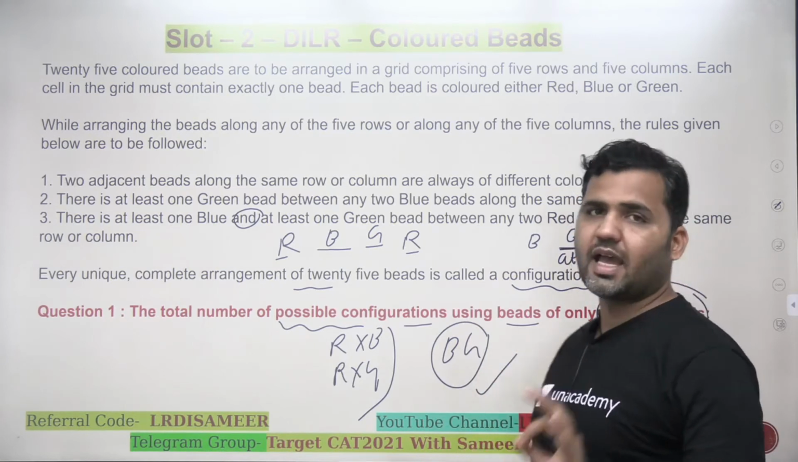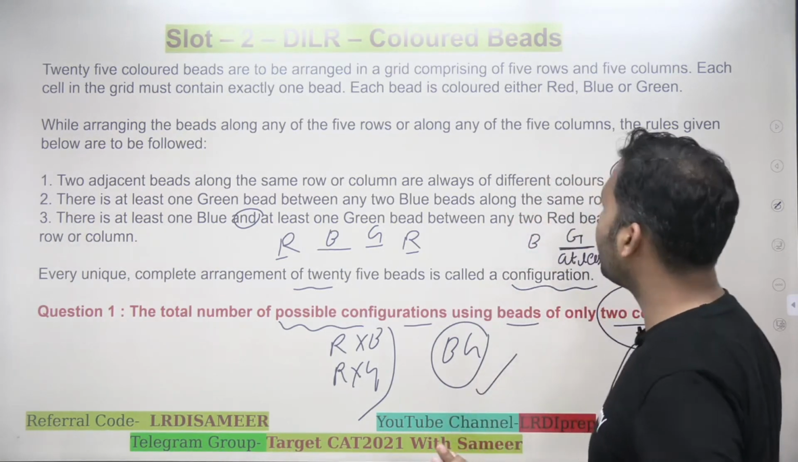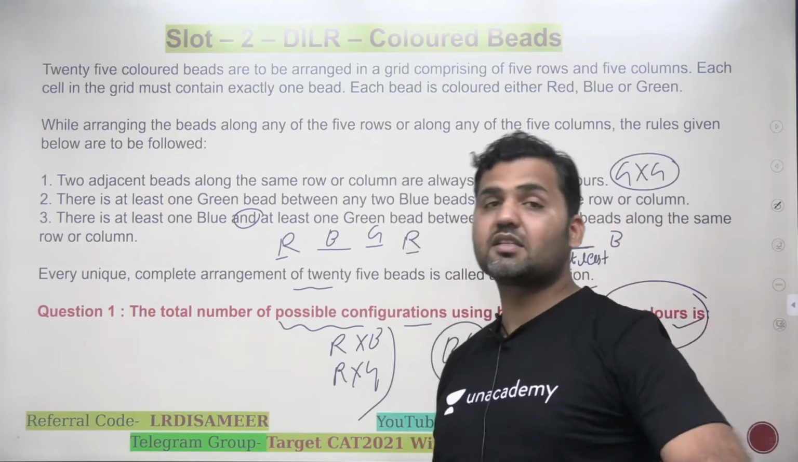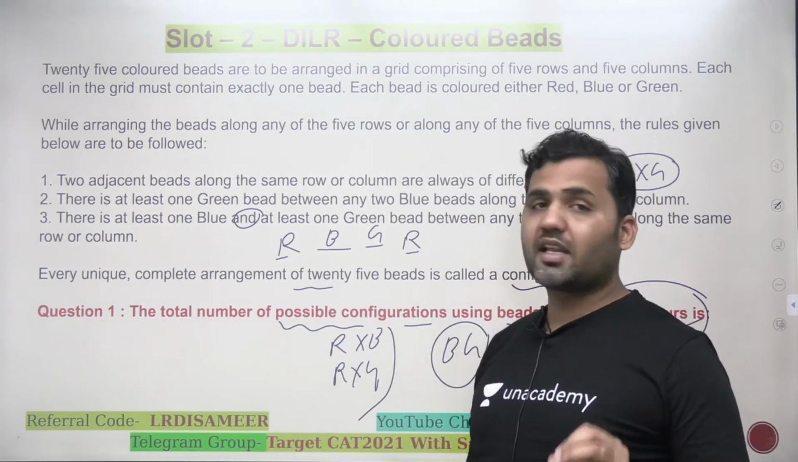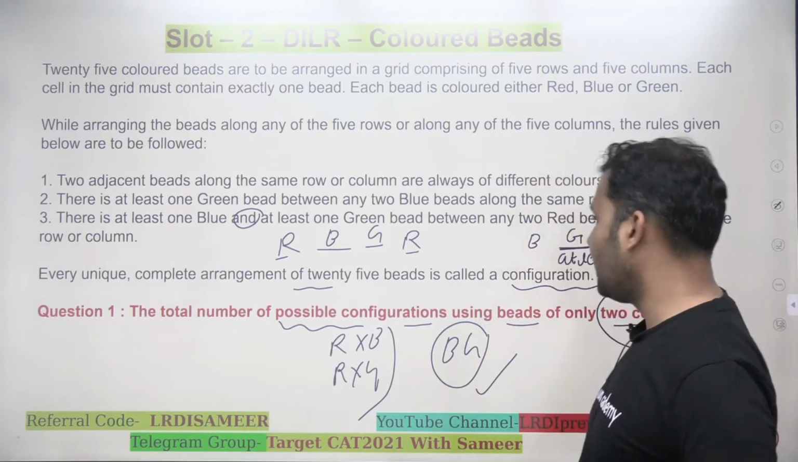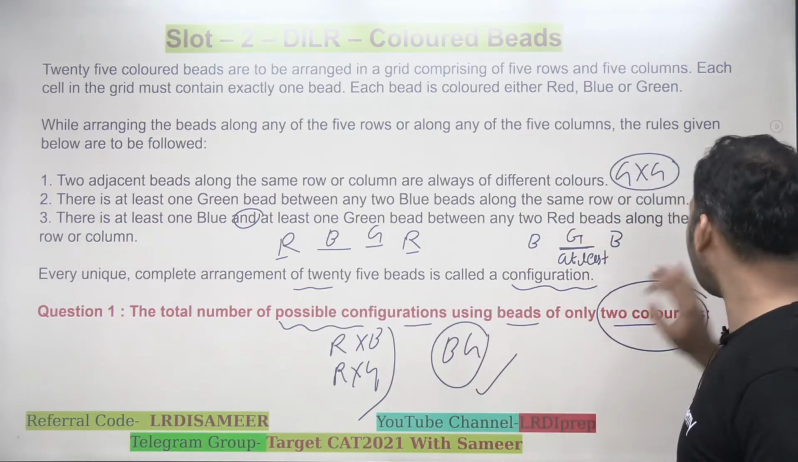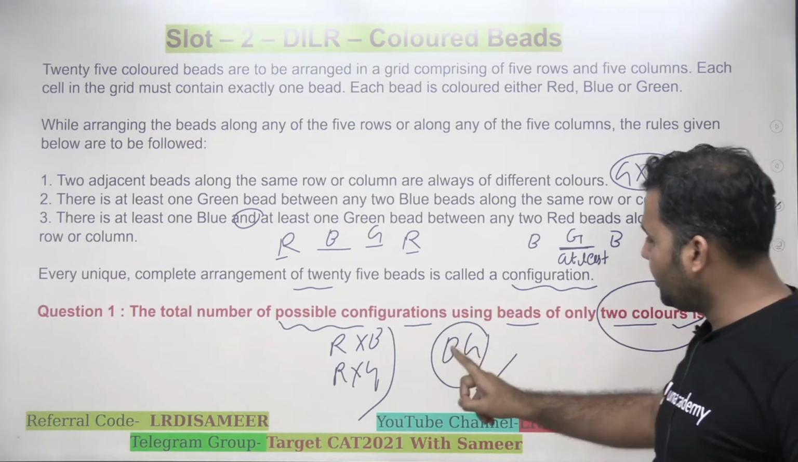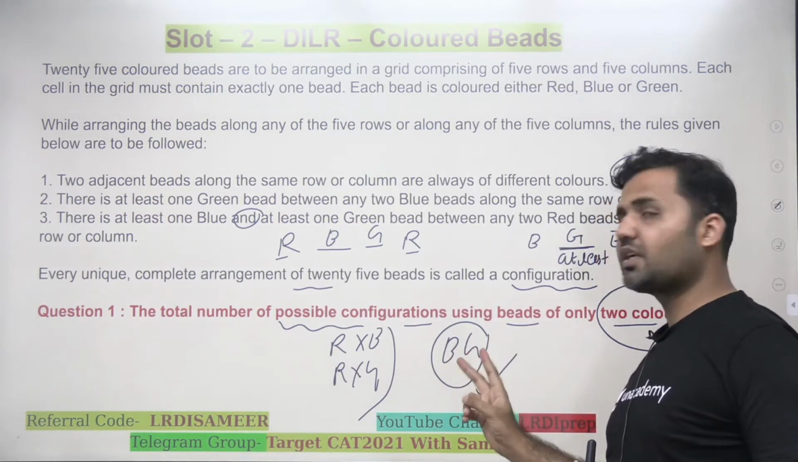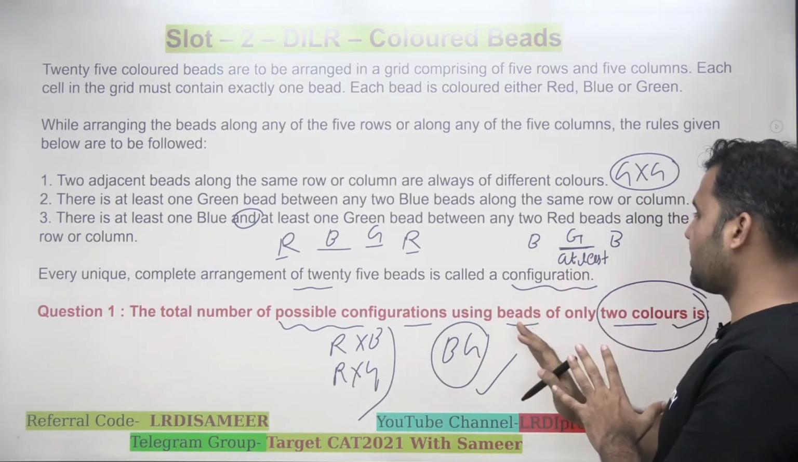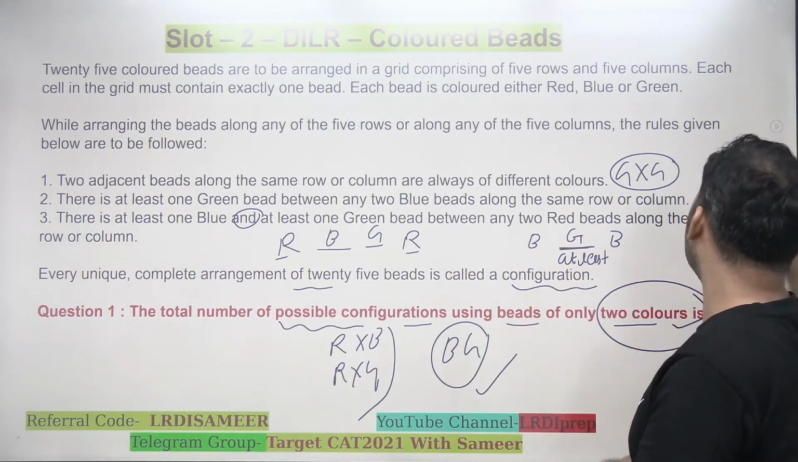It's a very easy and basic set. It's not difficult at all. I don't know why the slot 2 DILR section is considered the toughest DILR section, but it's not actually. These 4 questions are completely free. I can clearly see blue and green are the two bead colors that I need to use to make the unique configurations with only two colors.